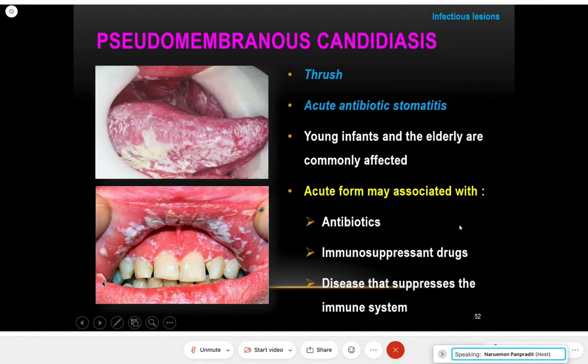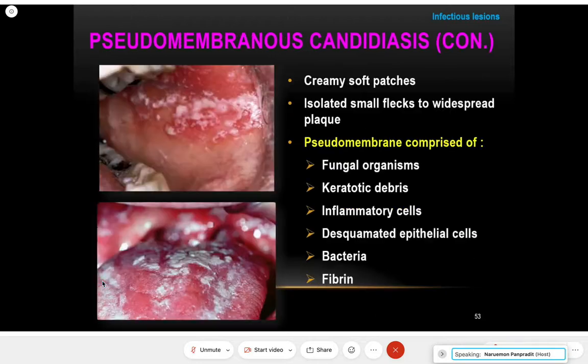Weak persons like infants or the elderly are commonly affected. The acute form may come from antibiotics, immunosuppressants or diseases that suppress the immune system. This lesion can be scraped or wiped off with gauze, leaving a red surface, or sometimes a little bleeding if you scrape too strongly. The pseudomembrane is composed of fungal organisms, keratotic debris, inflammatory cells, desquamated epithelial cells, bacteria, and fibrin.